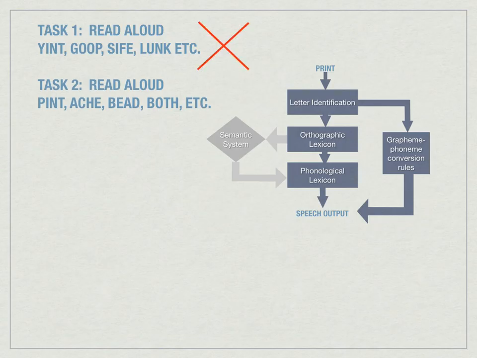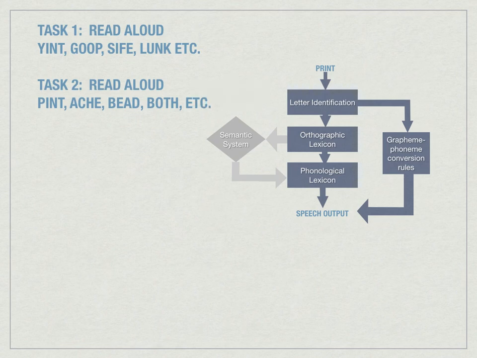this task should be damaged, the ability to read nonsensical words, because these words have no representations inside the orthographic lexicon. You need grapheme to phoneme conversion rules to read them, and you don't have them. So the patient will fail to read yint, goop, saif, lunk, etc. Reading of words in task 2 should be fine, because they have lexical representations inside the orthographic lexicon. That is still preserved in the patient, and the patient should read pint, ache, bead, etc.